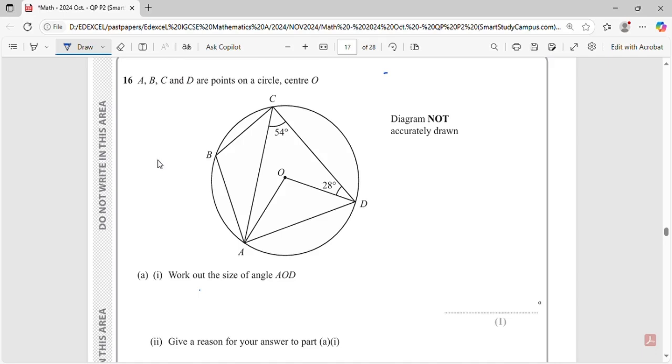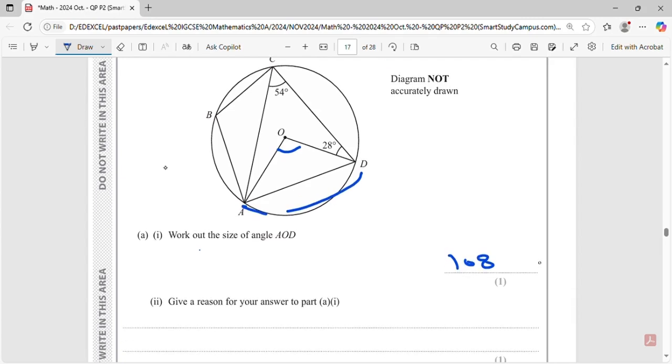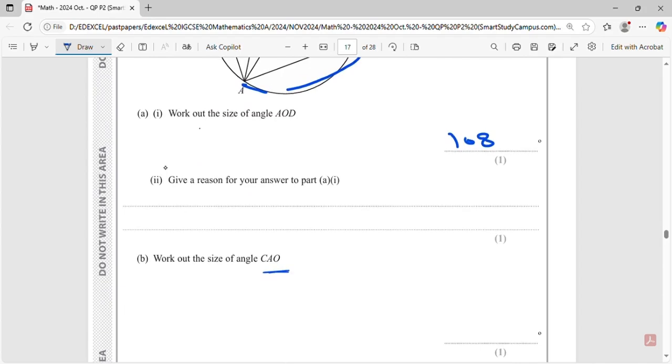Question number 16, he gave me this circle inside this polygon. Work out the size of the angle AOD. He asked me for this angle. This angle is represented by a central angle, and we know that a central angle is double the measure of an inscribed angle which has an arc segment in common, which is the arc segment AD. As long as the inscribed angle is 54, the central angle with the common arc will be double, so it will be 108. After this, he gave me the reason, so I will tell him that the central angle equals double the inscribed angle.